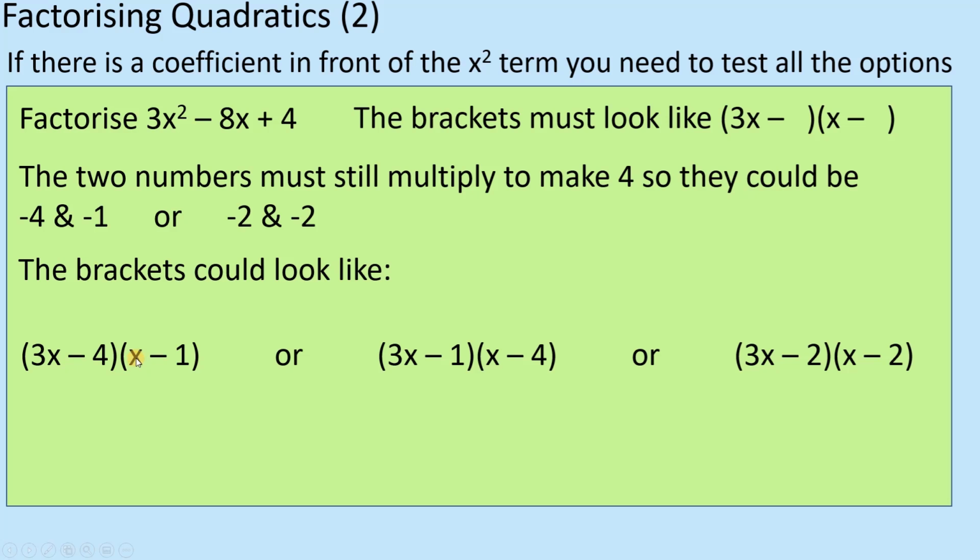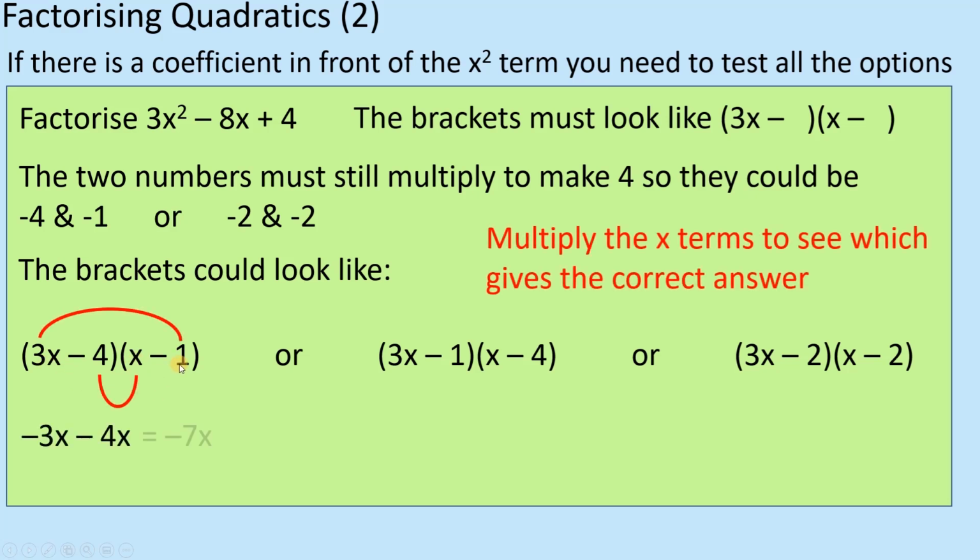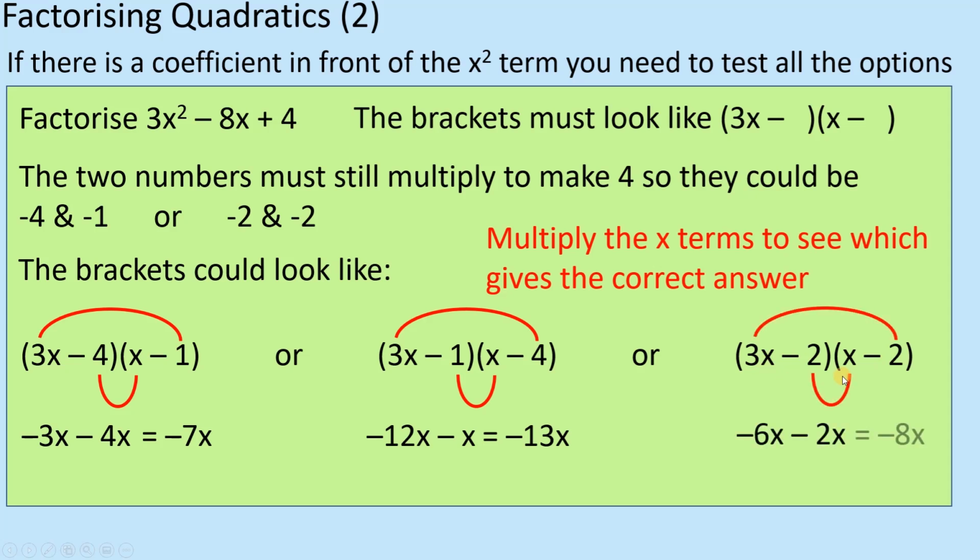So minus 4x and minus 3x, that's going to give me minus 7x, isn't it? All right, so that one's wrong. I've got minus x there, so minus 1x, and minus 12x. Well, that's going to be minus 13x. Well, that's wrong. Well, I guess based on that, this has got to be right, hasn't it? So minus 2x and minus 6x gives me minus 8x. So that's going to be our solution.